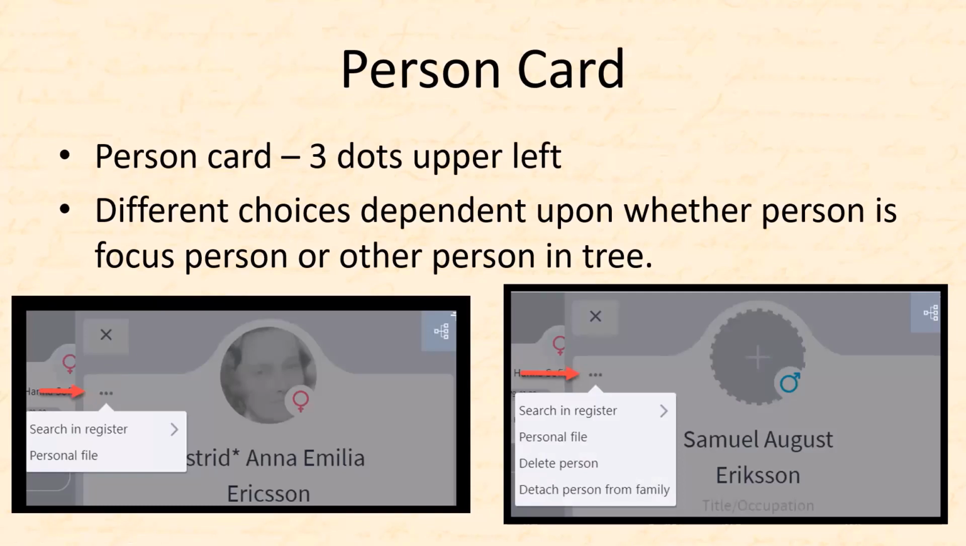Also within the person card, there's 3 dots up at the top in the upper left. For the main person, you're just going to see search and register and personal file. For other people, you can delete the person or you can detach the person from that particular family.